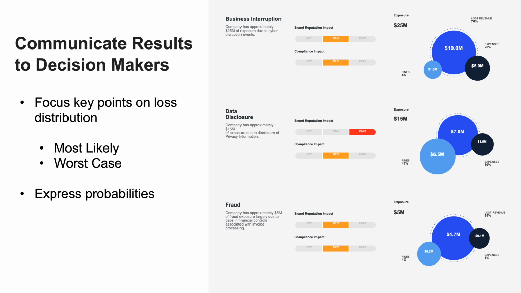It's also important to think about this in terms of probabilities. Are we talking about a 5% chance that we might lose this, or a 90% chance that we might lose this? Those types of things help encourage business decision makers to think about cybersecurity in a more business-focused way.